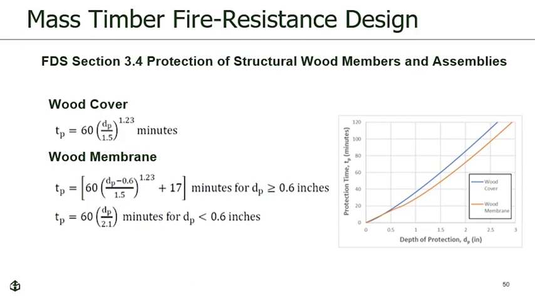Notice that the protection time from a wood membrane that is not in contact with the protected member is generally less than the protection from wood cover that is in direct contact. An exception to this rule is for wood membranes that are about 1/2 inch or less, where the protection time is about equal regardless of whether or not it's in contact with the protected member. You can see that at the bottom end of this curve here.